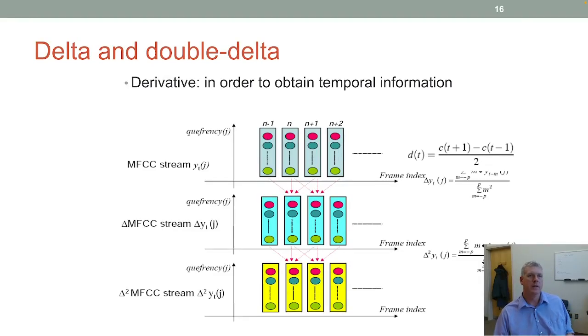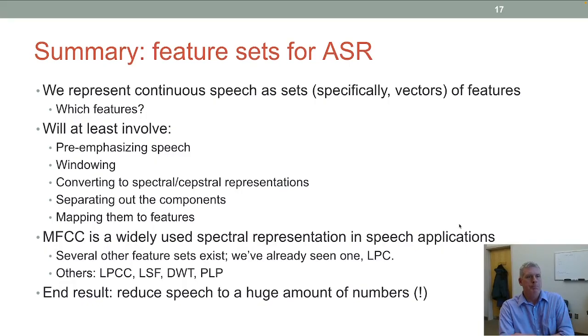So looking at the delta and the double delta, it's a derivative in order to obtain temporal information, change and rate of change. So up here we have the MFCCs, right? And then we take the first derivative, or the first delta, which is a Greek letter often used as an abbreviation for change. And we take the second derivative, which is a derivative of the first, or the double delta. And so in the end, we end up with a set of numbers, like I said.